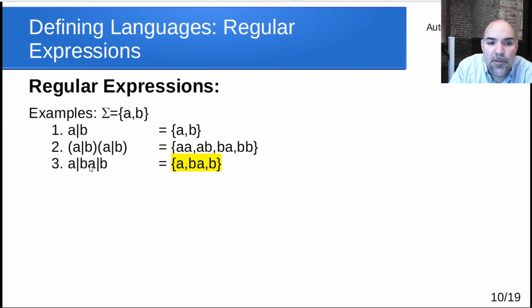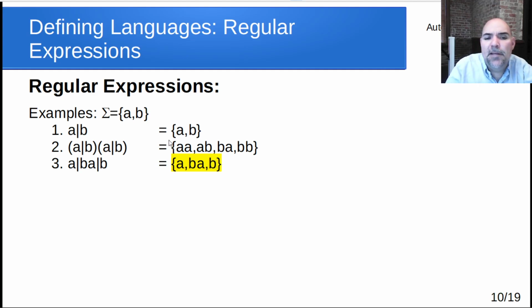I just removed all the parentheses and I wind up with that. And notice that that changes the meaning because the order of operations says concatenation comes before union. So in other words, we do the B and the A first. So B concatenated with A is just B followed by A. And then we union that with A, which gives us just A, and B, which gives us just B. So we get BA, A, and B.